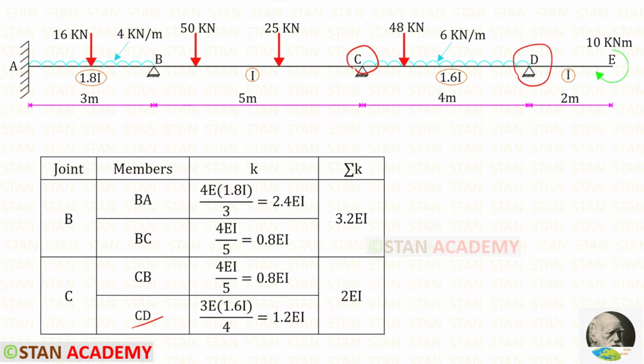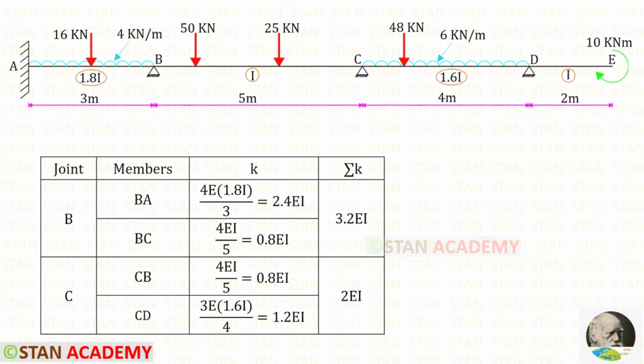If the far end is hinged, the formula is 3EI upon L. The moment of inertia for CD is 1.6I, so instead of I, we have to apply 1.6I. Length of CD is 4. For the stiffness of CD, we will get 1.2 EI. We should not consider the point D as continuous because after the point D, we have only overhanging. That is why we have applied the formula 3EI upon L.